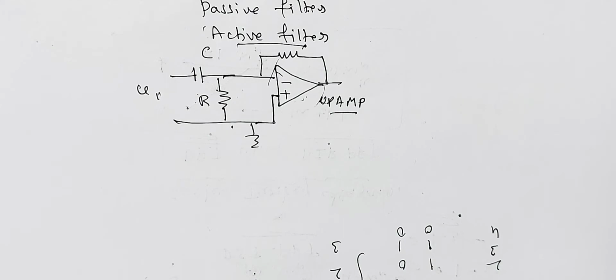There are two types of filter: passive filters and active filters. In a passive filter, the circuit consists of only passive components such as capacitors and resistors. In an active filter, the circuit consists of not only the passive components such as capacitor and resistor, but it also contains some active devices like operational amplifier.